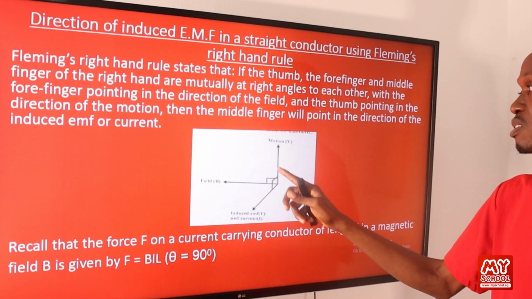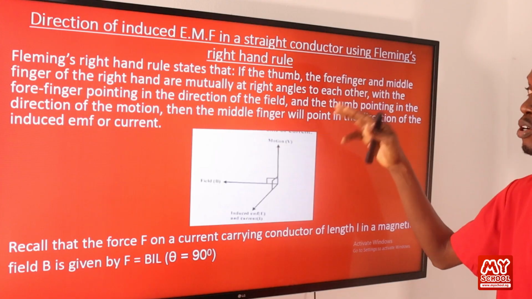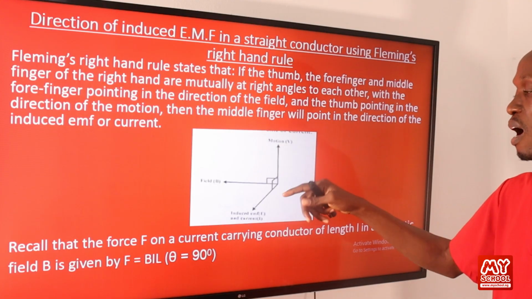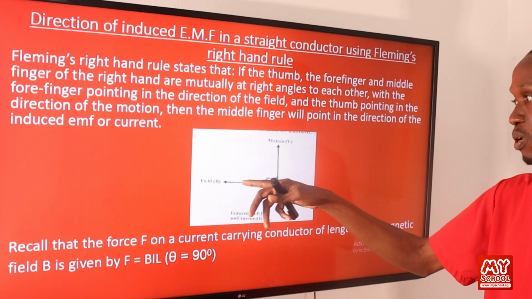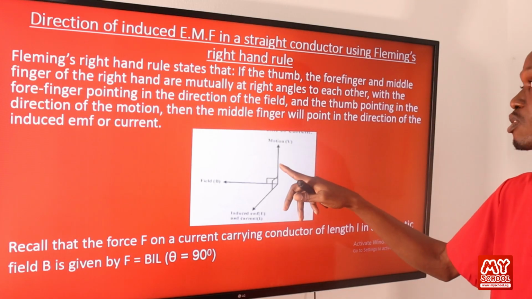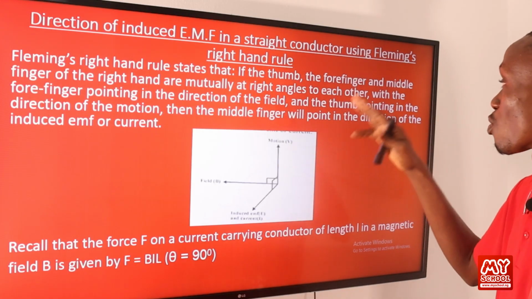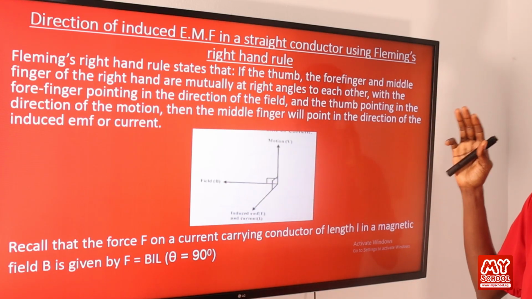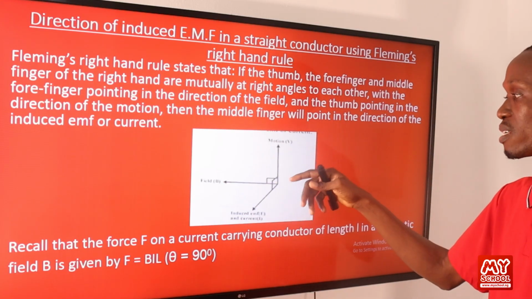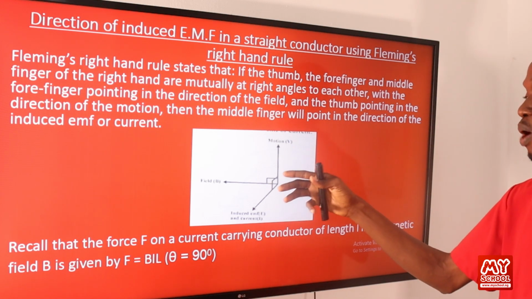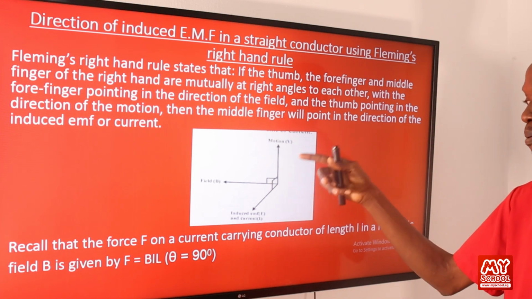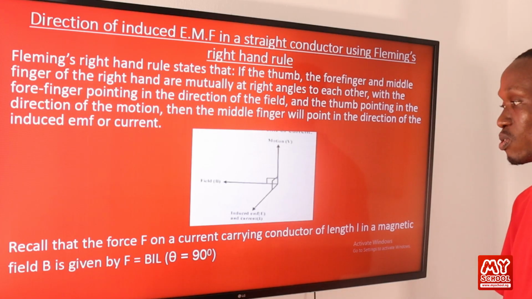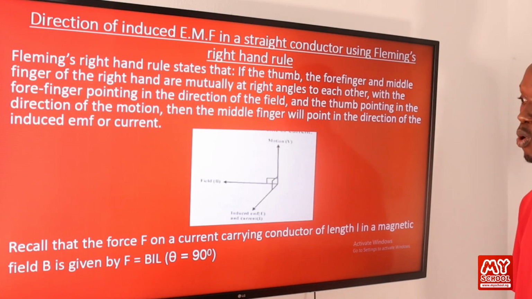So this is just the pictorial explanation of Fleming's right-hand rule. This is the forefinger pointing in the direction of the field, this is the thumb pointing in the direction of the motion, and this is the middle finger pointing in the direction of the induced EMF or induced current.